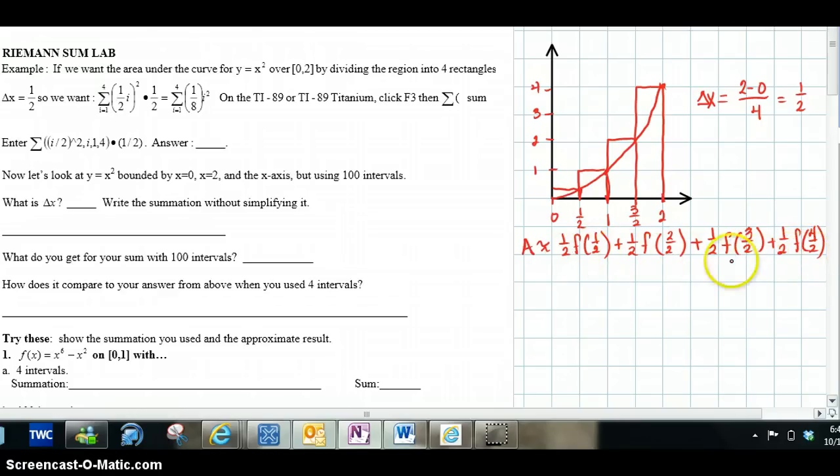We can use a summation formula to represent the height of each rectangle. It would be the summation from i equal 1 to 4 to represent the 4 rectangles. The height of each rectangle is going to be f of 0, which is the left-hand beginning point of our interval, plus a multiple of 1/2: 1 times 1/2, 2 times 1/2, 3 times 1/2, 4 times 1/2. So it would be i multiplied by 1/2. Each width is uniform, and in this case is 1/2.